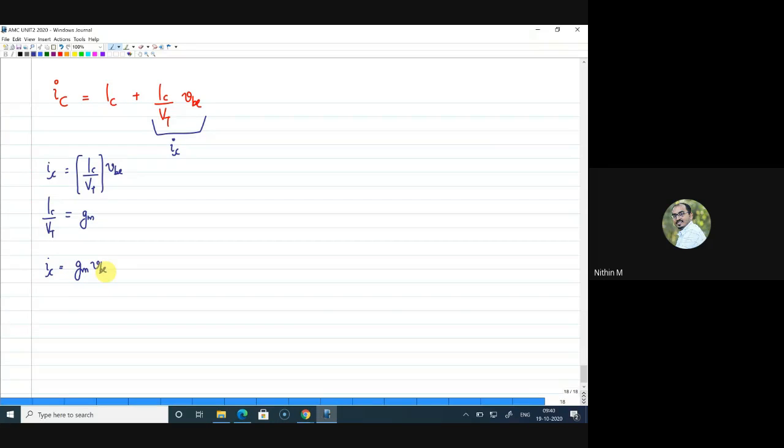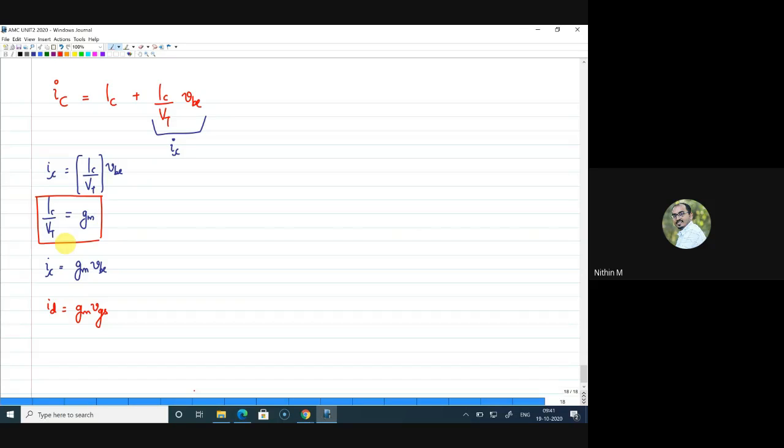Now if you want to compare with the drain current, the MOSFET current, in a MOSFET we wrote that the current was id equal to gm into vgs. It is very similar to that. So the AC collector current is equal to gm into vbe, which is an important relation, right? So how to understand this further?